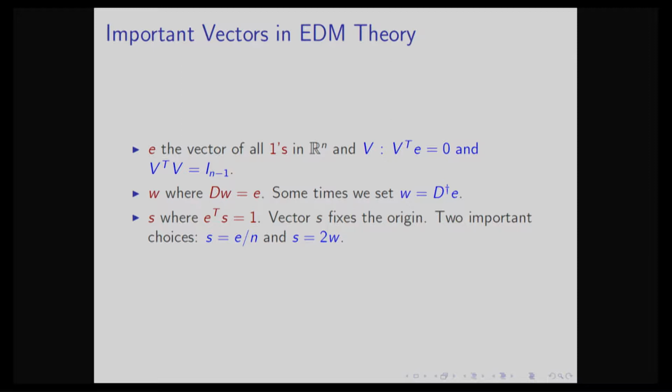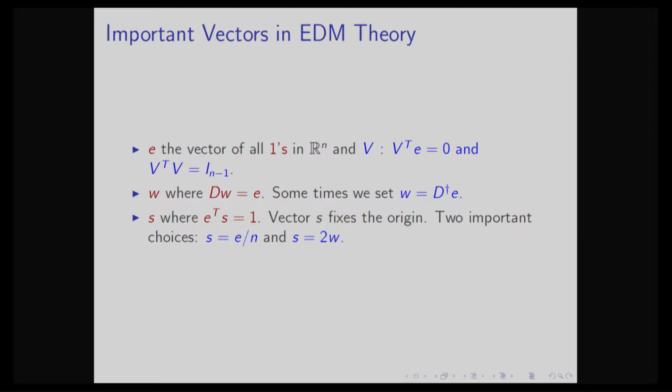And that origin is determined by vector S. Now, two important choices for S. First, you can pick S to be equal to E over N. That is equivalent to locating the origin at the centroid of the points. So the points that generate D, if you locate the origin at that centroid, this will give you S equal to E over N.